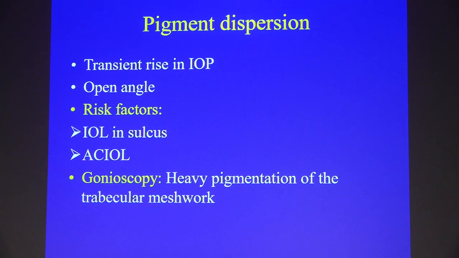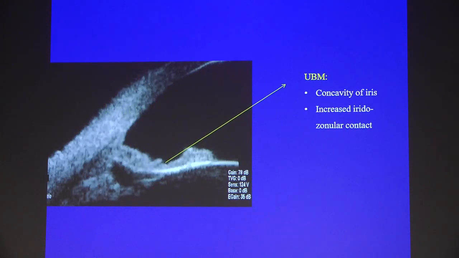Pigment dispersion: transient rise in IOP, open angles, risk factors are IOL in the sulcus or an AC IOL. So gonioscopy would show you heavy pigmentation of the trabecular meshwork. The UBM would actually show you a concavity in the iris and increased iridozonular contact.